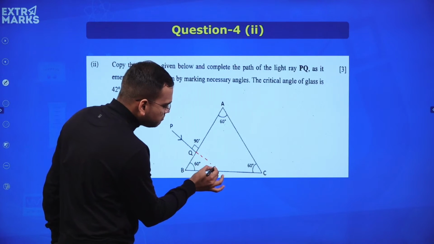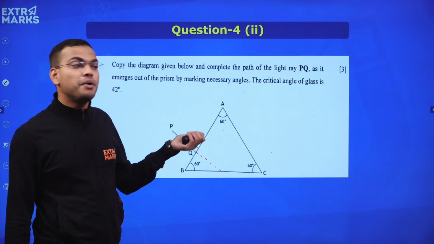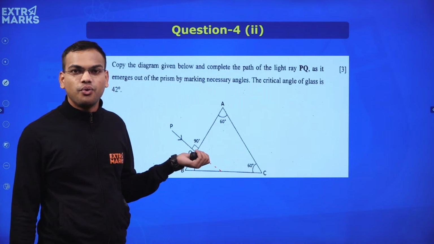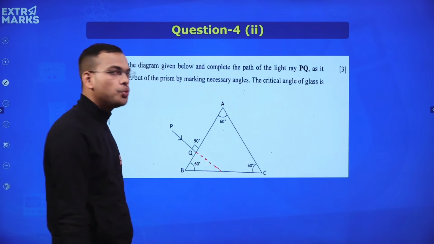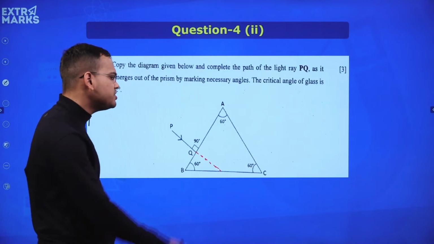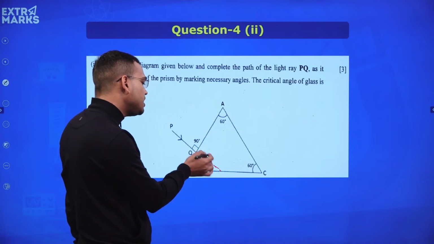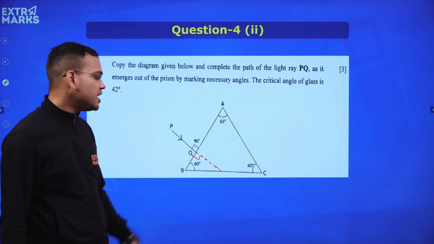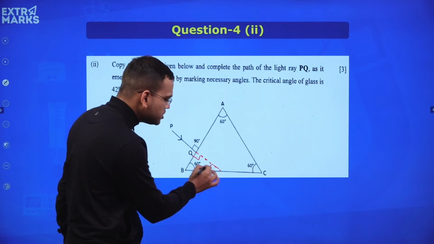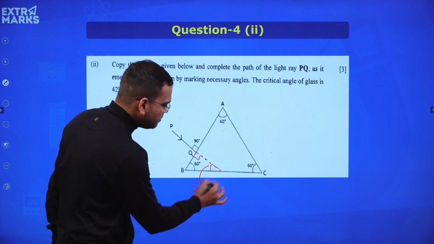90 degree. If any light ray is incident perpendicular to a surface, what will it be doing? It will pass undeviated because it is incident normally to a surface. So it will go undeviated, so this angle will also be 90 degree. Now if this angle is 90 degree, this is 60 degree, then what is this? This will be 30 degree. So this angle is 30 degree.